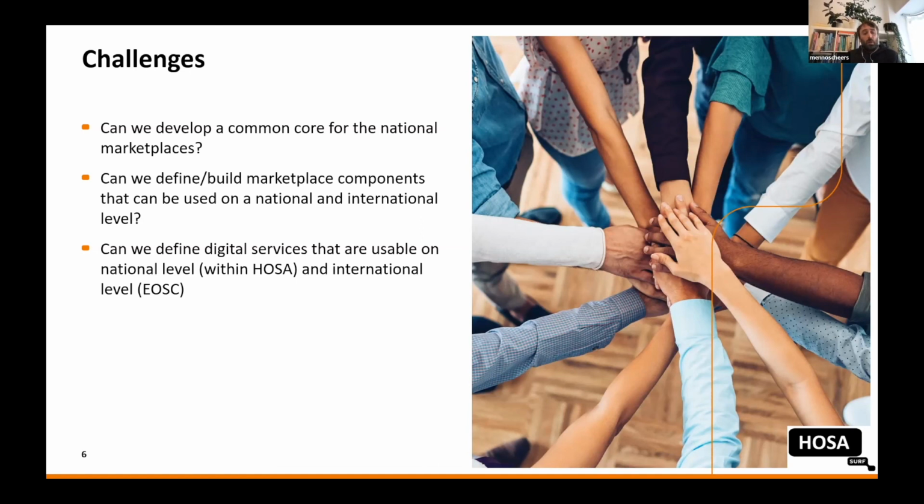So concluding, I think that high-level architectures can help us to define services that are usable within our country, but also within Europe. And I think that our society and our scientists will benefit in the long term from having such an overarching approach with each other.